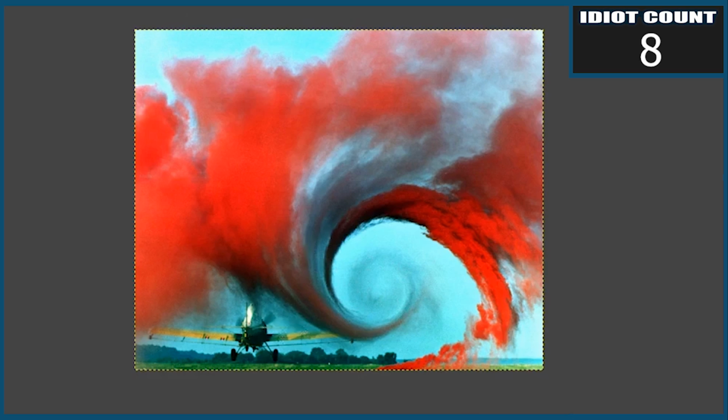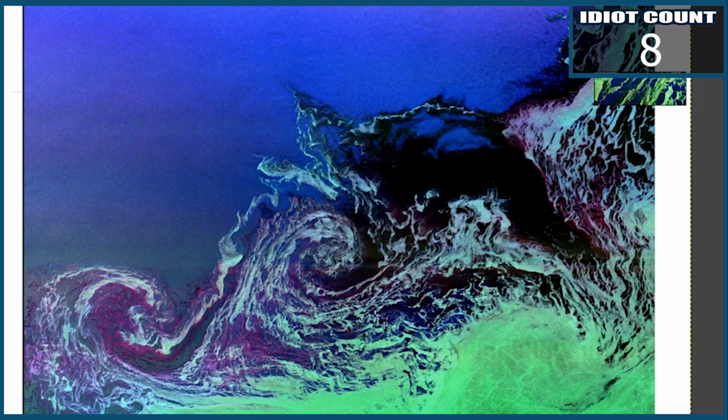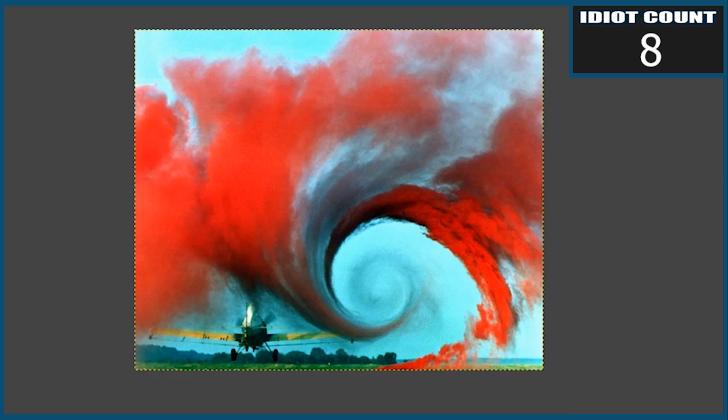So again, we are seeing very similar effects in both water and air. Here's another illustration of this, apparently a satellite image of the sea, and it shows us how we see these eddies being very similar to what we see in air.